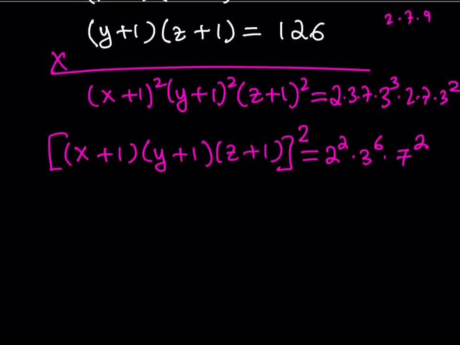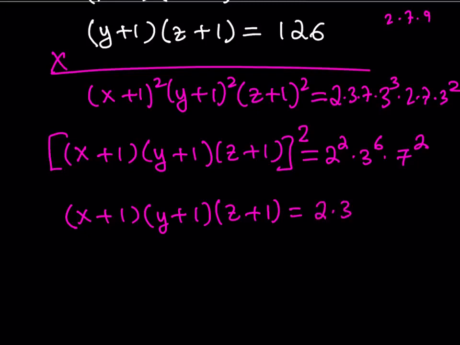So if I square root both sides and go with the positive solutions, then I should be getting something like this, right? X plus 1, y plus 1, and z plus 1 all multiplied together is going to be the square root of this expression, which is 2 times 3 cubed times 7. Or you can call that whatever you want. Doesn't really matter. No big deal.